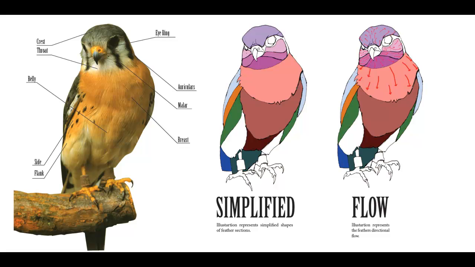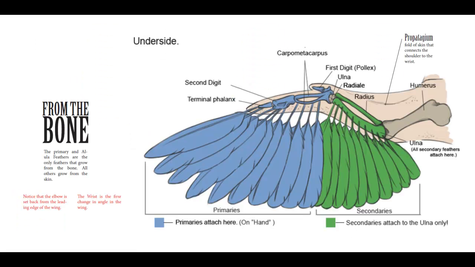Though all flight and contour feathers grow out of tracts on the skin, only flight feathers grow out of the bone. These include the primaries, secondaries, alula, and middle two tail feathers. In this illustration, you can see where the primaries and secondaries originate from: the bone, and that the wing has the same basic bone structure as our arms.